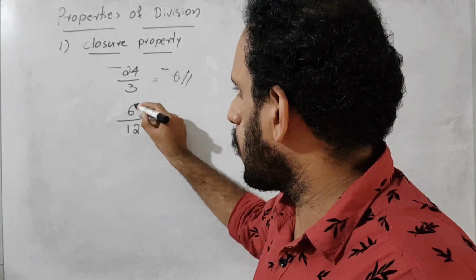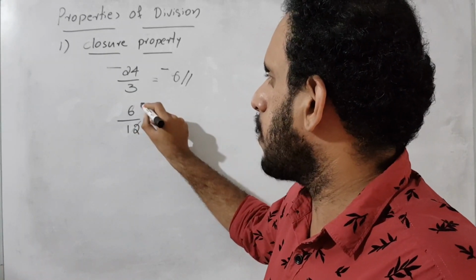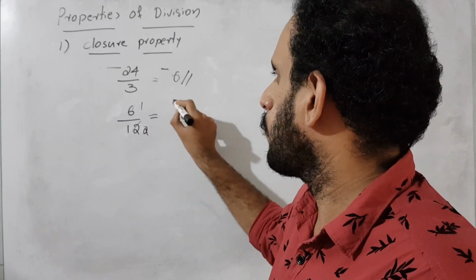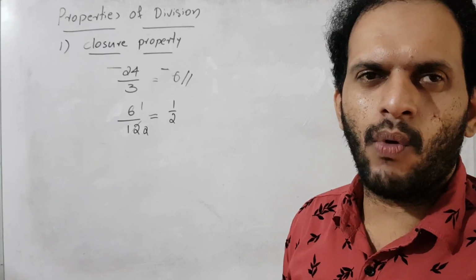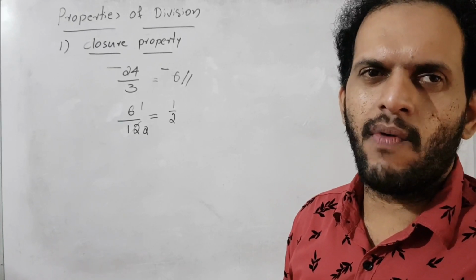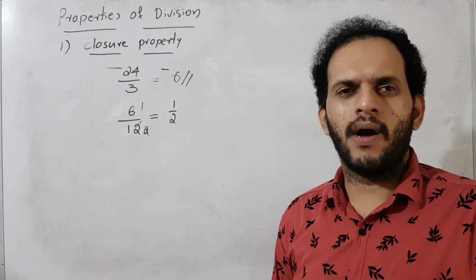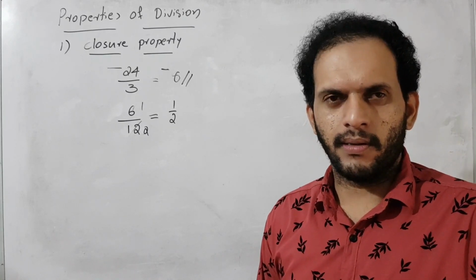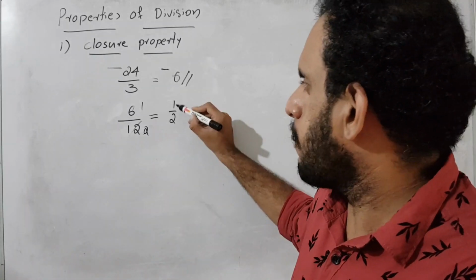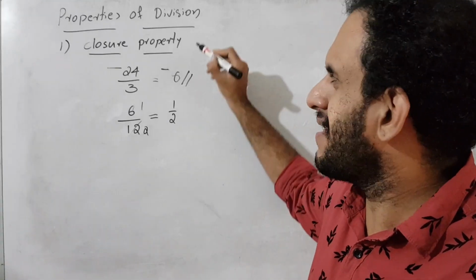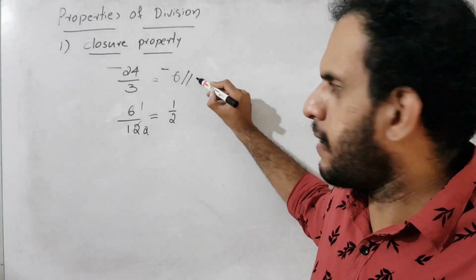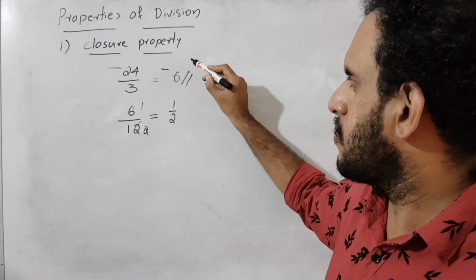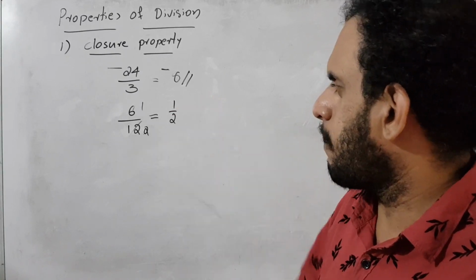Then it is possible to reduce, and we get 1 by 2. 1 by 2 means it's a fraction, or 0.5. If you divide 1 by 2, what do you get? 0.5 is a decimal. So 1 by 2 is a fraction, not an integer. In the first example we got an exact integer, but in the second example we do not get an integer. We get the number 1 by 2, which is a fraction.